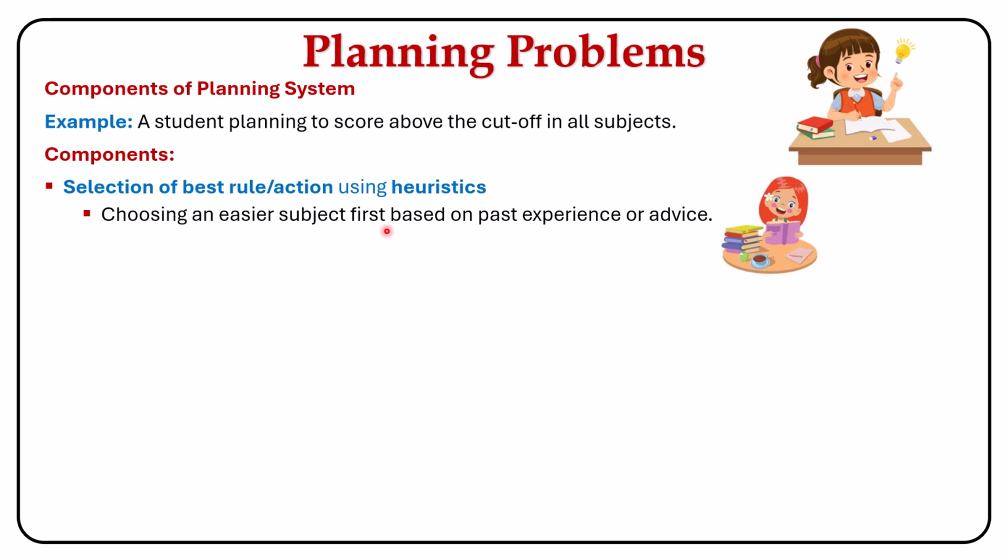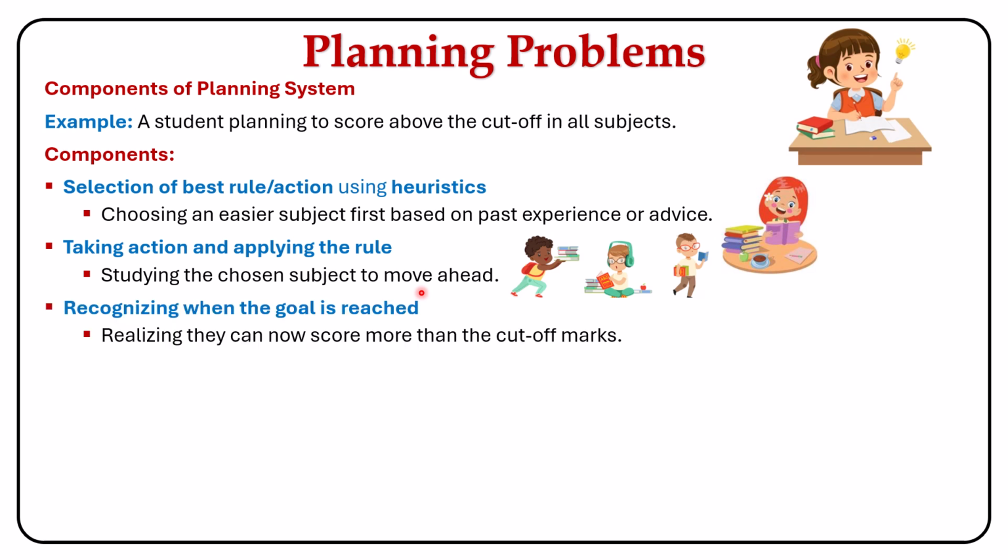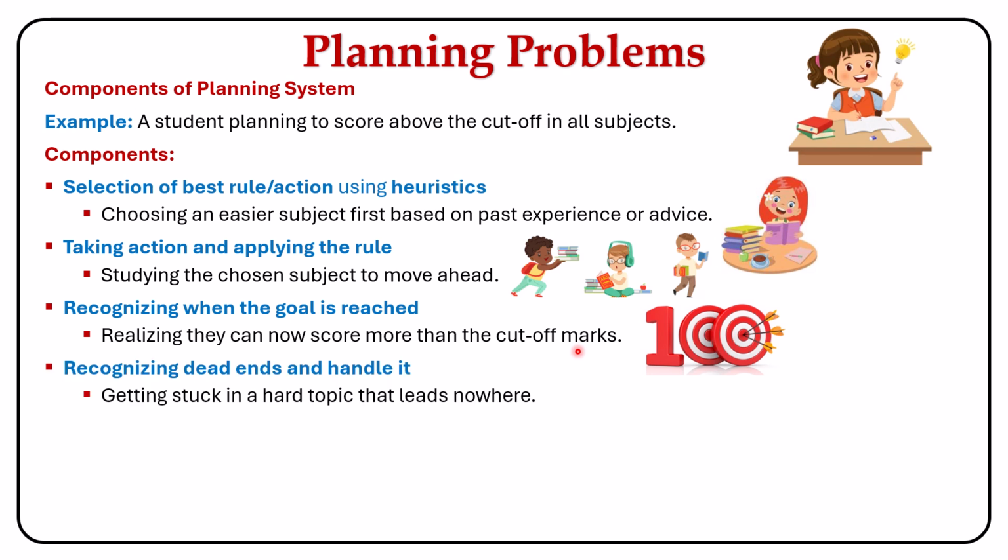an easier subject first based on past experience or advice. The second component is taking action and applying the rule, that is studying the chosen subject to move ahead. We have to choose a subject and we have to read it thoroughly until we understand it to reach the goal. Next, recognizing when the goal is reached. So we have to realize that we can now score more than the cutoff mark which we have targeted.